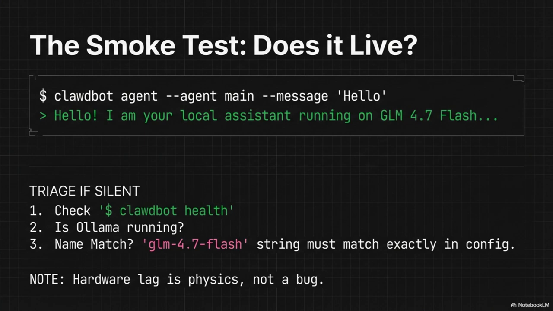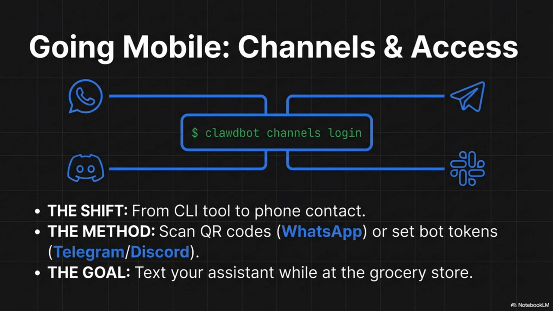The command is Clawdbot agent main message, Hello. Whatever you want to ask it. And success is simply getting a reply. Simple as that. But what if we get silence? Or an error? The guide offers a quick triage. First, check gateway health. Second, check if Ollama is reachable. Is the Ollama app actually running? And third, check your model name string. A common failure is pulling GLM 4.7 Flash, but configuring Clawdbot to look for Ollamax 4. The names have to match exactly.